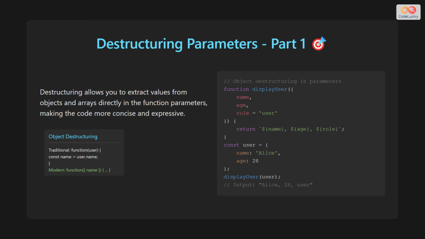If the role is not passed, it will take up the default value of user. When we call the displayUser function with the user object containing the properties name and age, it extracts the values and returns a string with the name, age, and the default value of the role. Destructuring greatly simplifies the code and makes it more readable.